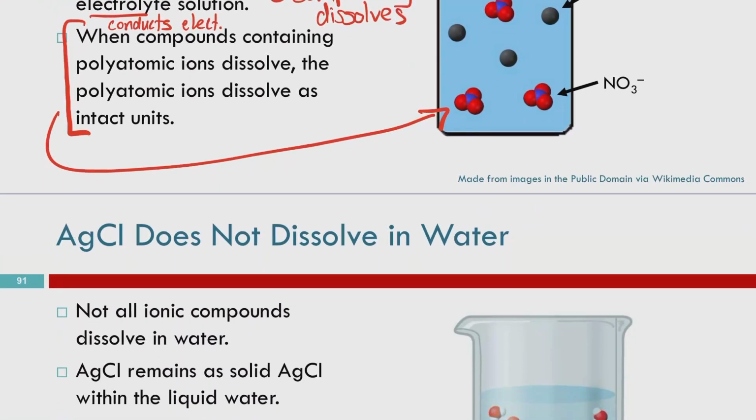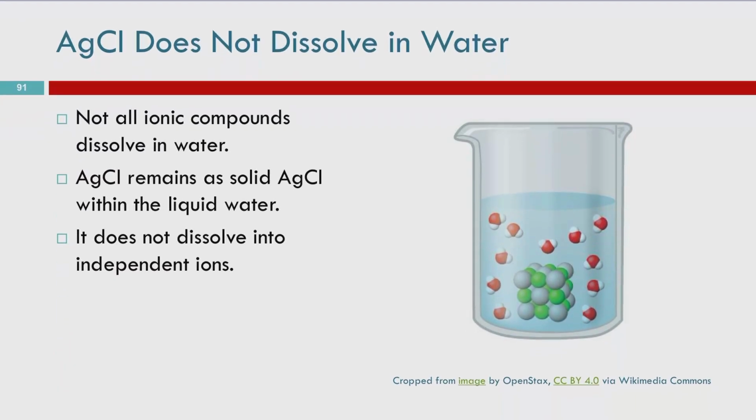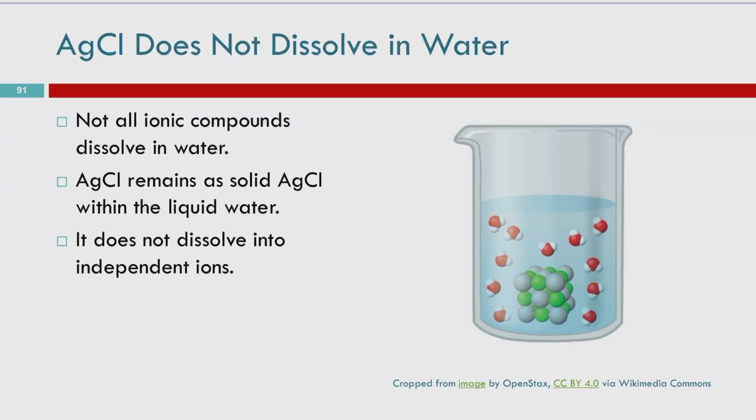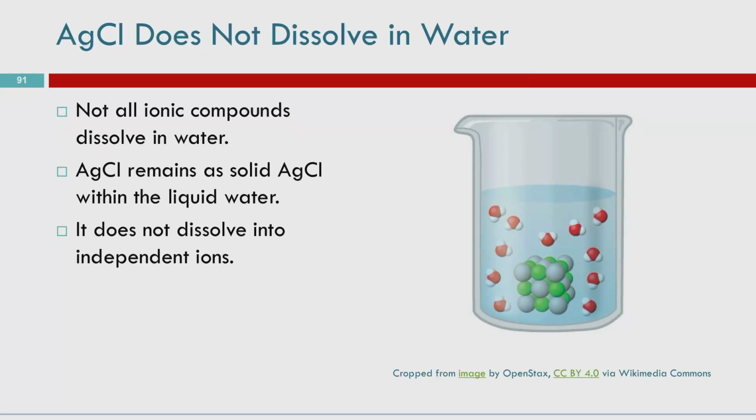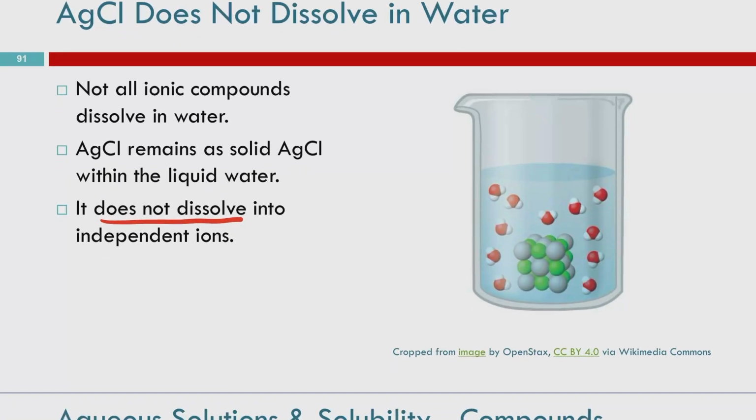Silver chloride, however, does not dissolve in water. So like we said earlier, not all ionic compounds dissolve in water. Silver chloride is one that does not dissolve. And so we get a block of silver chloride just sitting in our water, not doing anything.